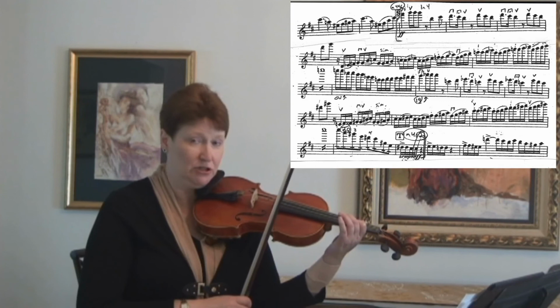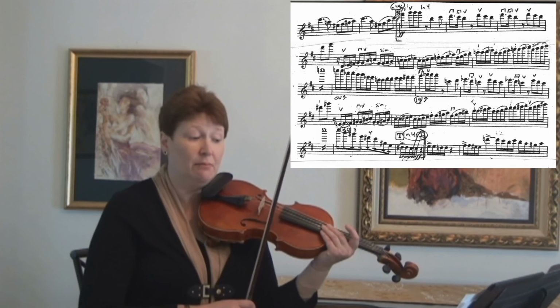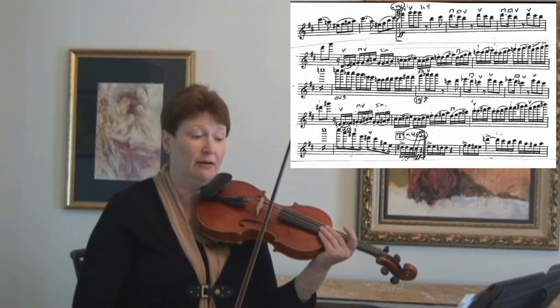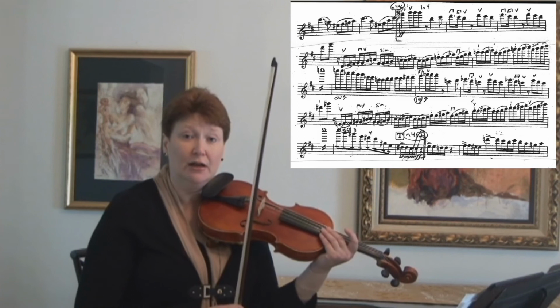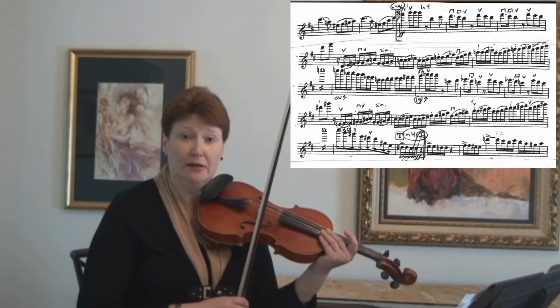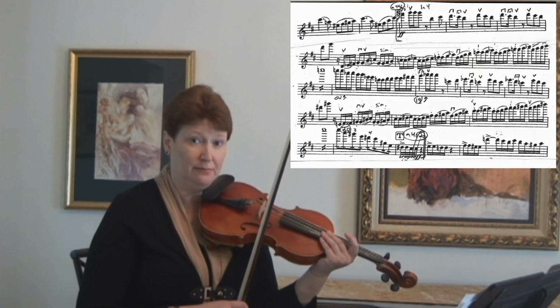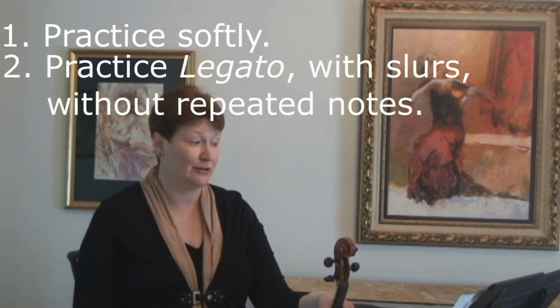I'd like to point out that the rhythmic pattern created by the bow sometimes falls as down-up, down-up, and sometimes up-down, up-down. You will need to be in the lower half with a quick, sudden motion from your forearm on the short note and slow in the string for the slurred pitches. For improved tone and intonation in this excerpt, practice it softly. Practice it legato with slurs and without the repeated notes.